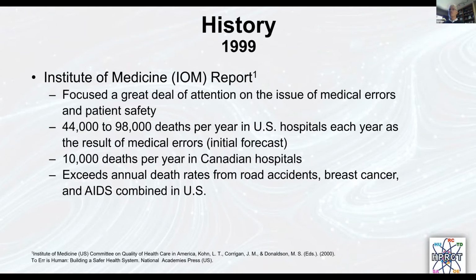1999 historically was the benchmark, with the Institute of Medicine publication estimating close to 100,000 people die each year in U.S. hospitals as a result of medical errors. This was the initial report in healthcare that was the major eye-opening publication, quite in-depth, very credible. They analyzed the areas where these deaths were occurring and tried to express them in terms of other risks, comparing with road accidents, breast cancer, and AIDS combined. So this was a big deal. It was a big wake-up call.